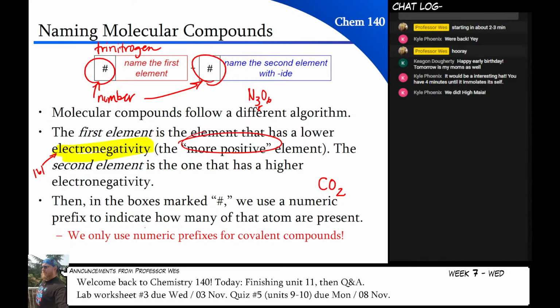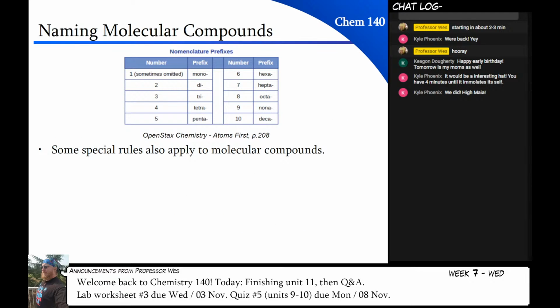Now, very, very important, you only use numeric prefixes for covalent compounds. So no numeric prefixes on anything we did yesterday, okay? Likewise, no Roman numerals on anything we're doing today. So today, no Roman numerals, okay? There are no Roman numerals on anything other than the charge on a positively charged ion. And there are no ions in molecular compounds, right?